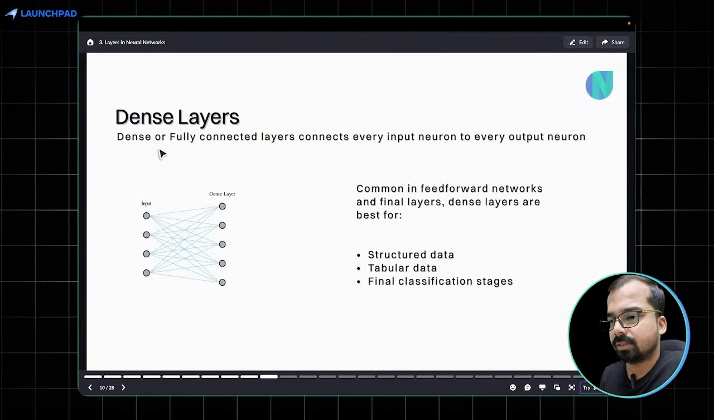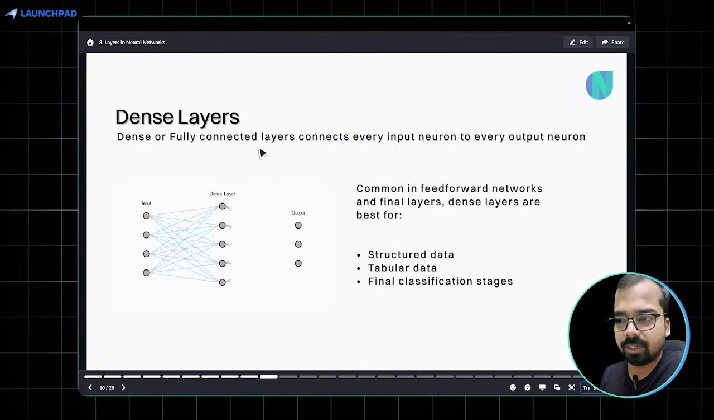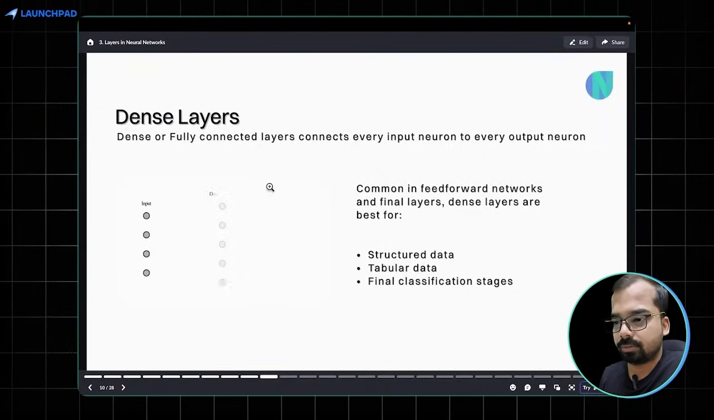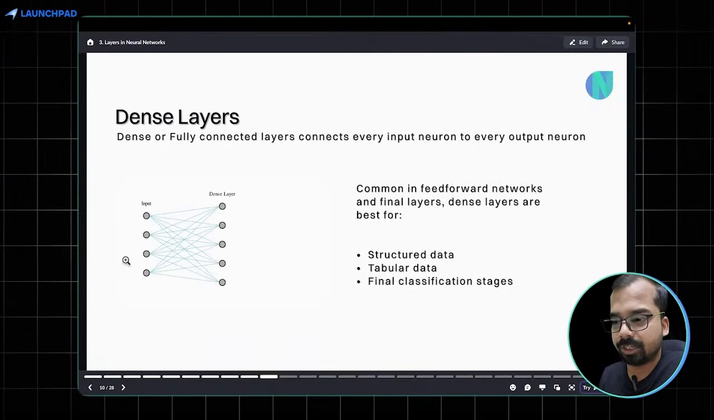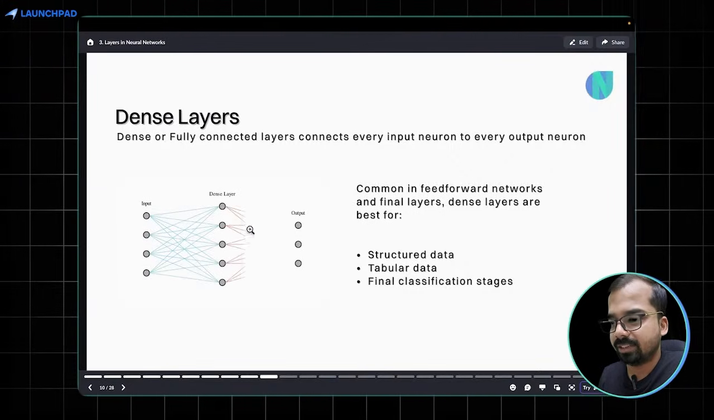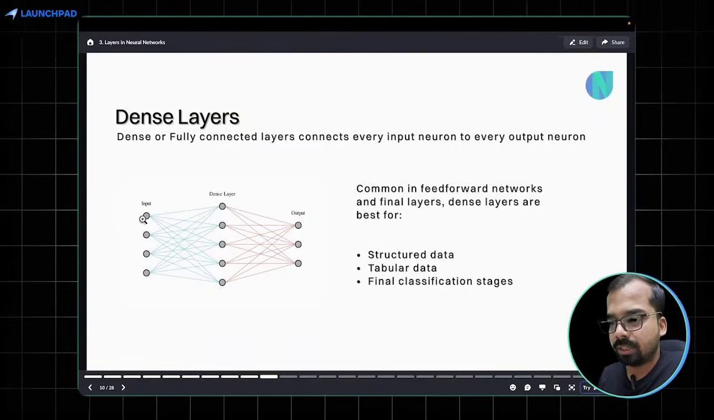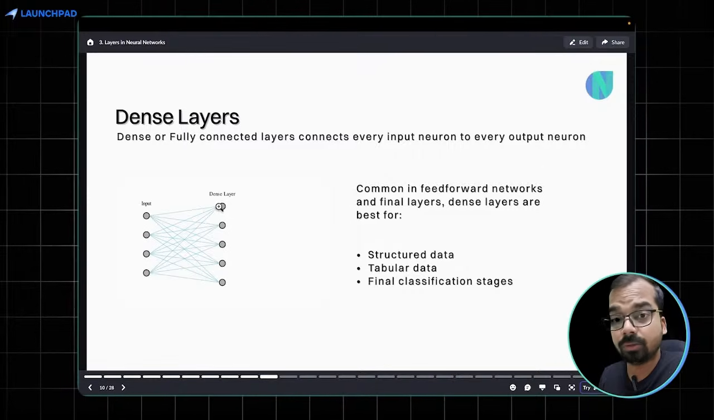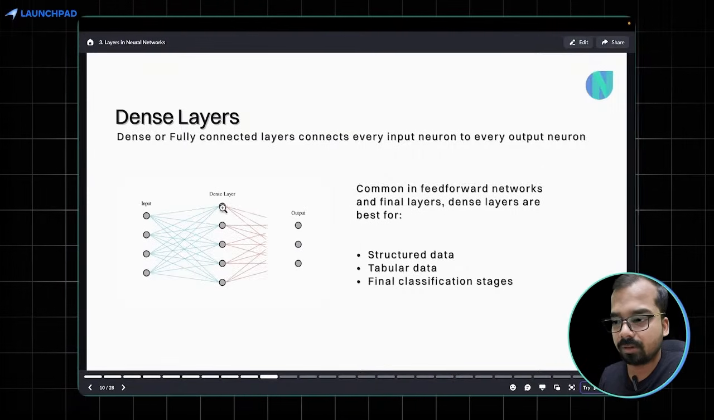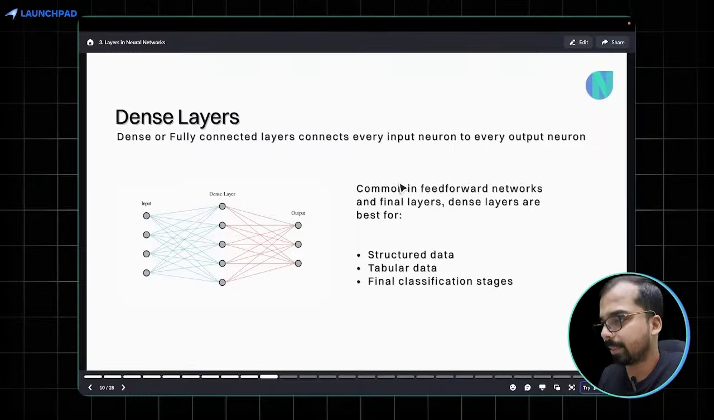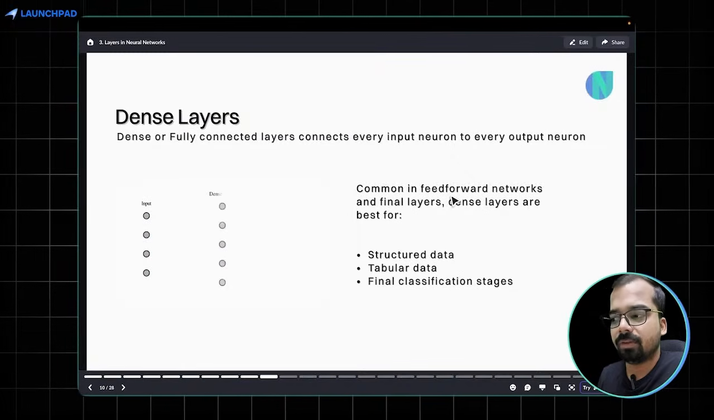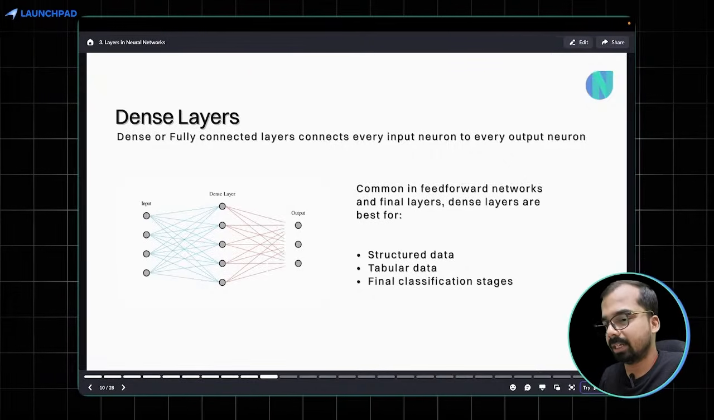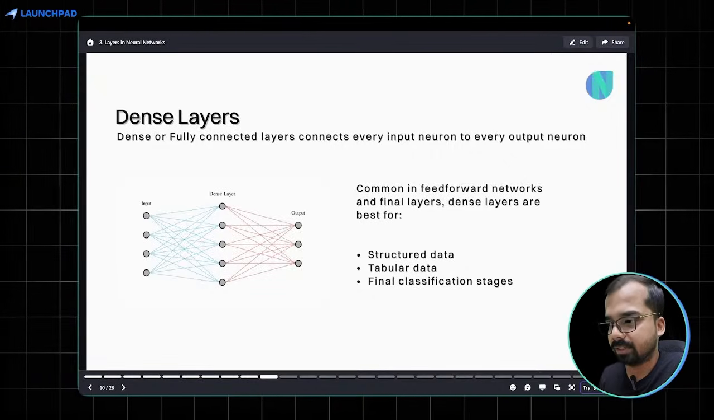So dense layers, or fully connected layers, connect every input neuron to every output neuron. If you see, I have these 4 input neurons and a dense layer. All the neurons are connected to each and every neuron of the dense layer. Everything is connected to everything else. It is common in feed-forward neural networks, and also common in final layers. In the penultimate layer, it's quite common to have a dense layer.